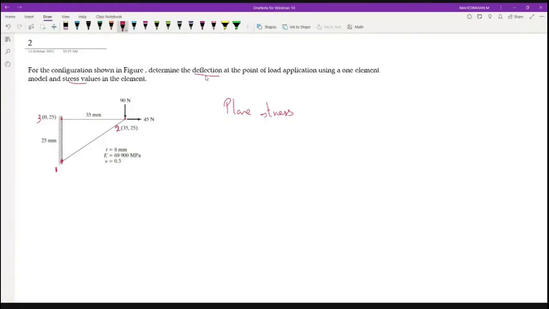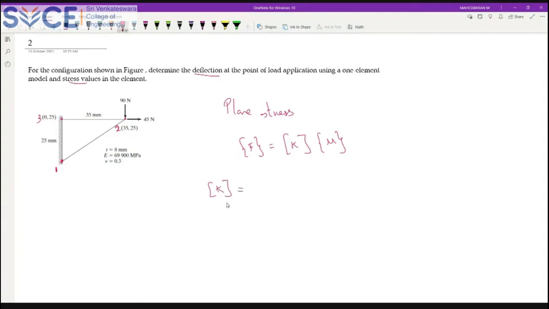Based on these nodal points, we have to identify the deflection and the stress. To identify the deflection, I need the K value. You know that force F is equal to K into U, so without the stiffness matrix K we can't identify the deflection. So my main concentration is to identify the stiffness matrix K. For a CST element, the formula is B transpose D B into the volume, which is the area of cross section into thickness. We identify each matrix one by one, multiply them, and then we get the K matrix.